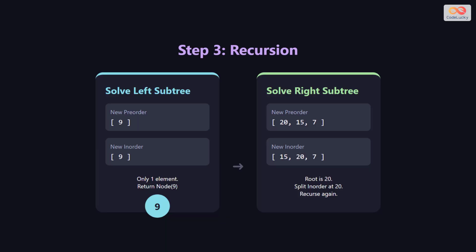Step 3 is where the magic happens. Recursion. We now have two smaller problems. We take the left portion and repeat the exact same process to build the left child. Then, we take the right portion and repeat the process to build the right child. We keep doing this until we run out of nodes.